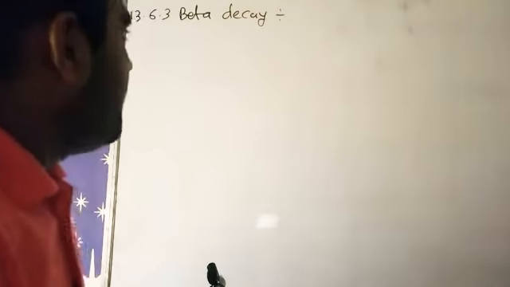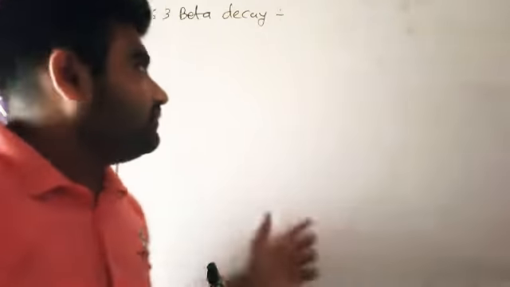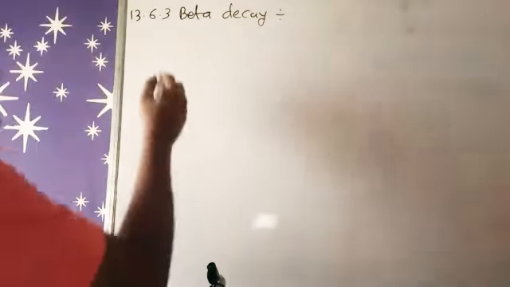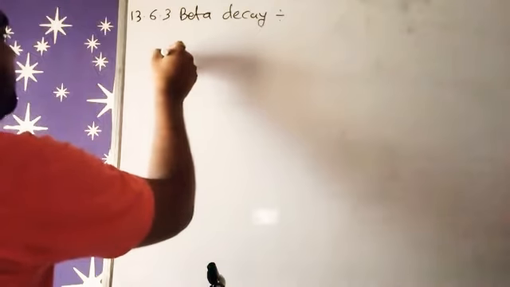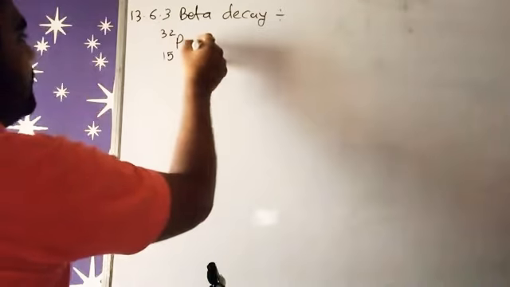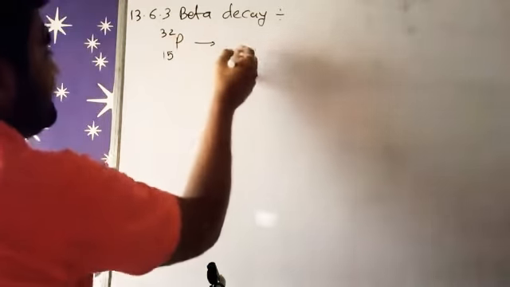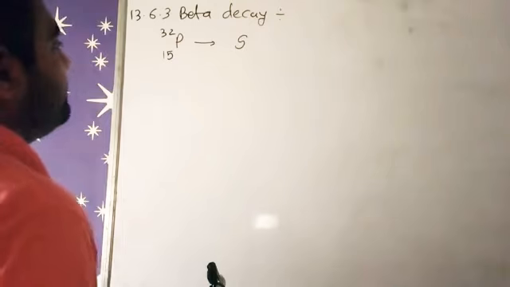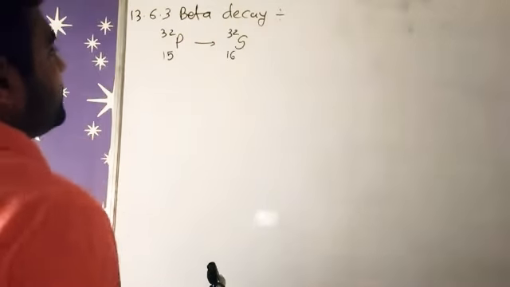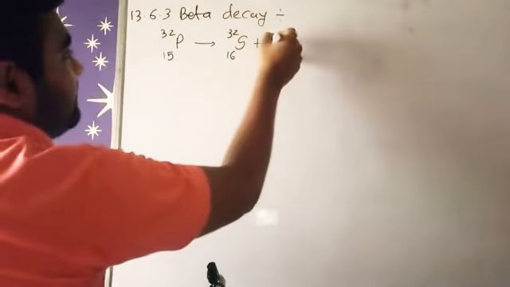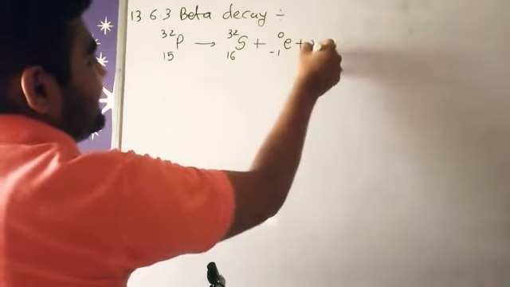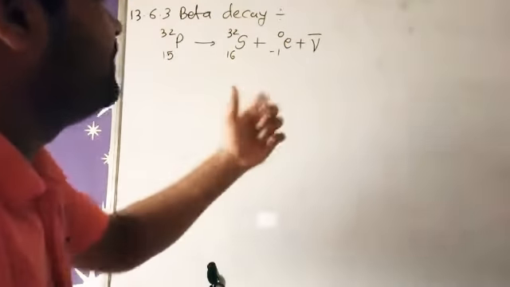Now today's topic is beta decay. In this process, I am writing one reaction: phosphorus-32, 15P32, is converting into sulfur, 16S32. Because of -1e0, an electron, and one anti-neutrino is released during this process.